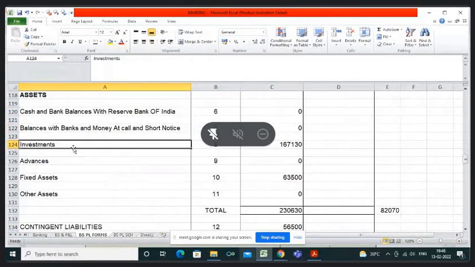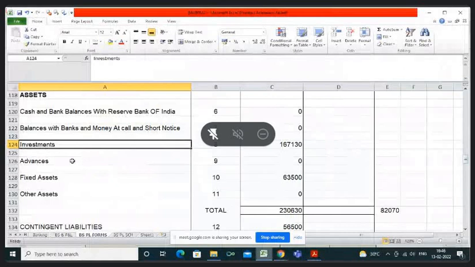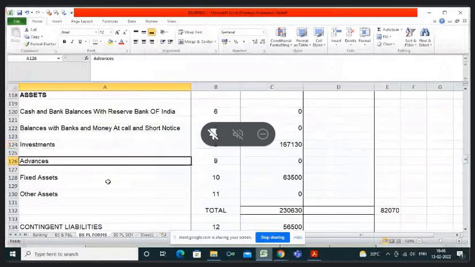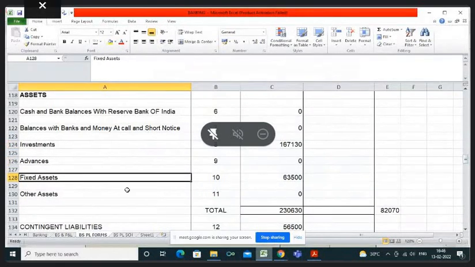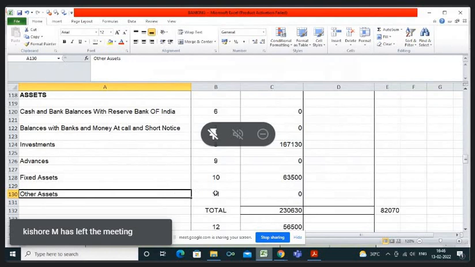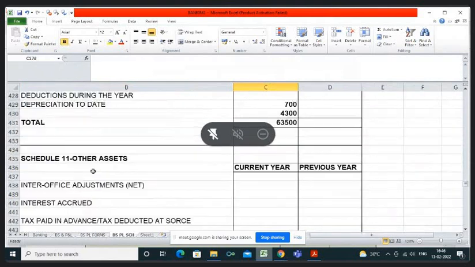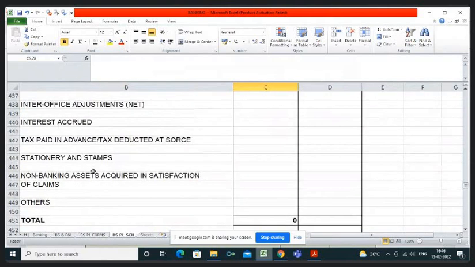Then interest accrued on investments. It is part of the assets, but which asset it is, that we have to find out. If you are confused, what you have to do is you should always go through the schedules. Whether it is cash and bank balance with RBI, no. Whether it's balance with bank and money at call and short notice, definitely not. Investments. Is it investment? No. It is only interest accrued on investment. It is not investment per se. So it will not be part of investment.